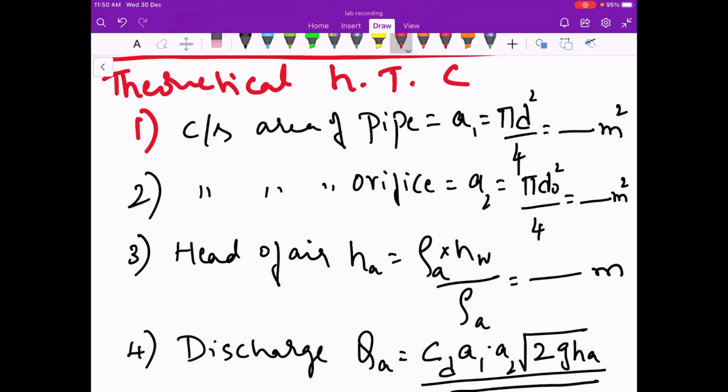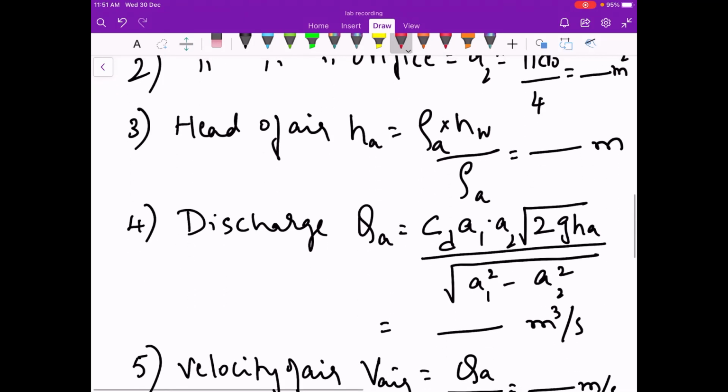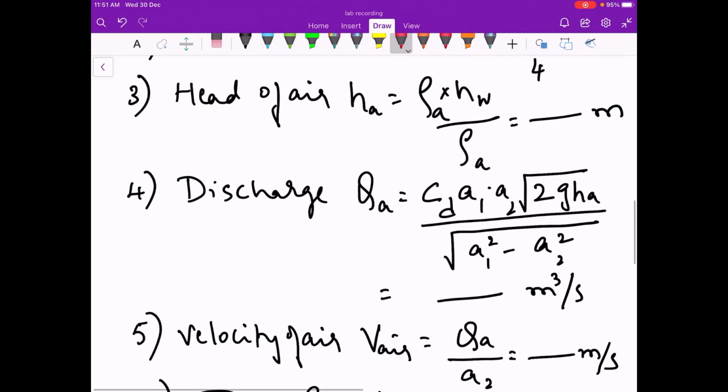Next is the theoretical heat transfer coefficient. The cross-sectional area of the pipe we notate as A1, which is pi d square by 4, and similarly for the orifice, A2 is pi d naught square by 4 meter square. The head of the air through the orifice, from the U-tube manometer column, you can get. You can use that to calculate the discharge of the air, Q equals CD times A1 A2 times the square root of this.